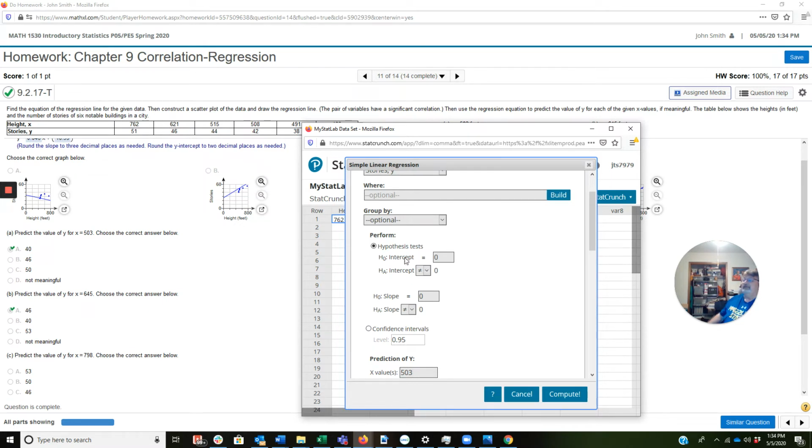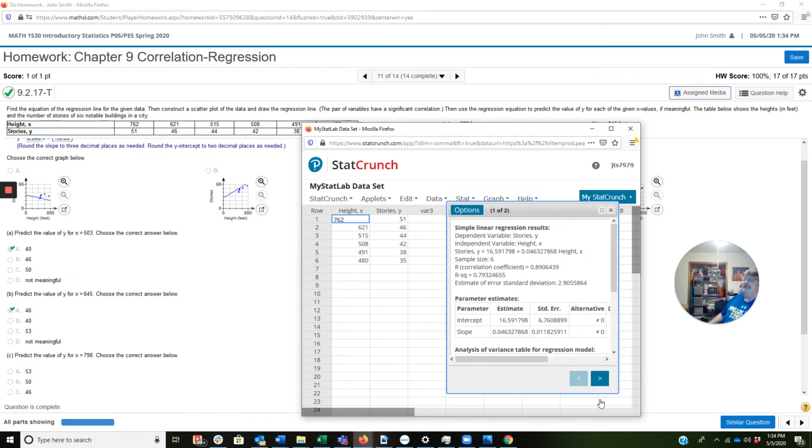I have H naught: the slope equals 0, and then the intercept is not equal to 0. So that's a default. That's going to happen every single time. So when I click compute, here's what I get.